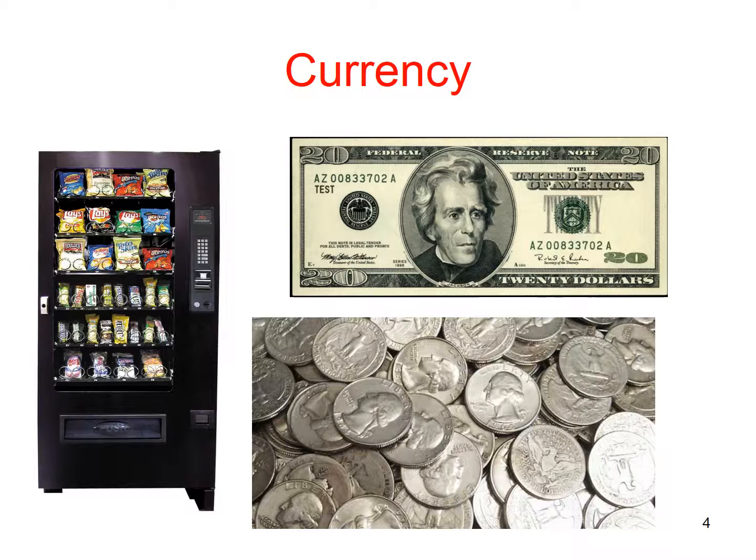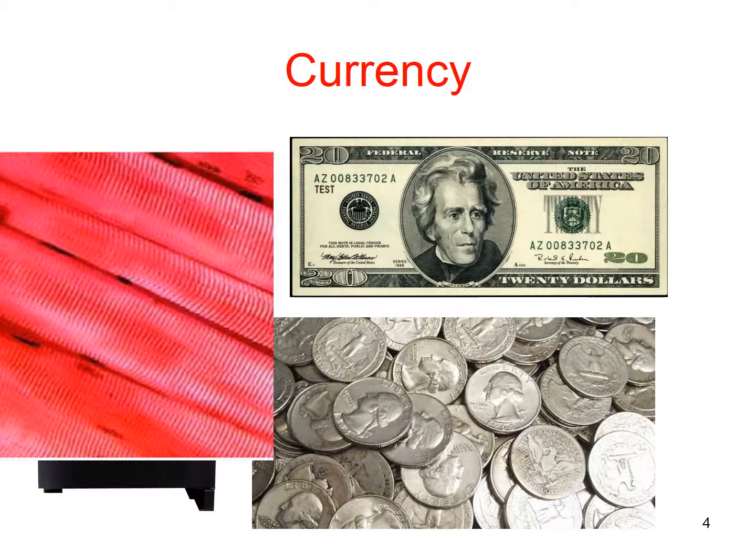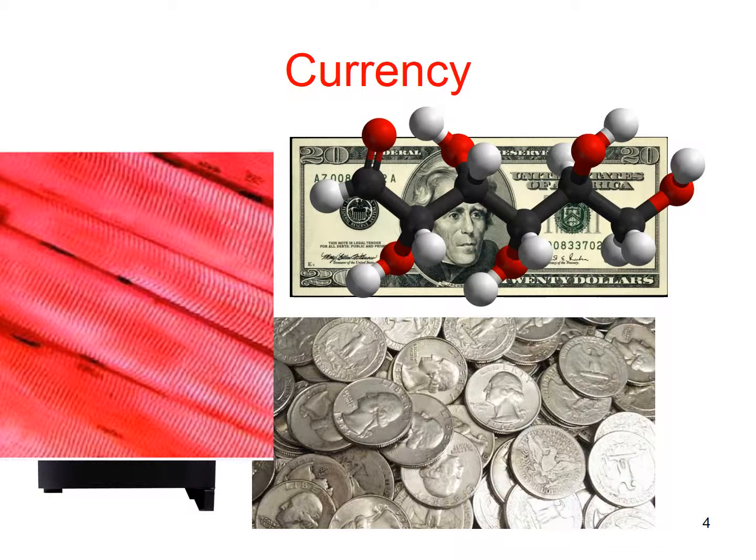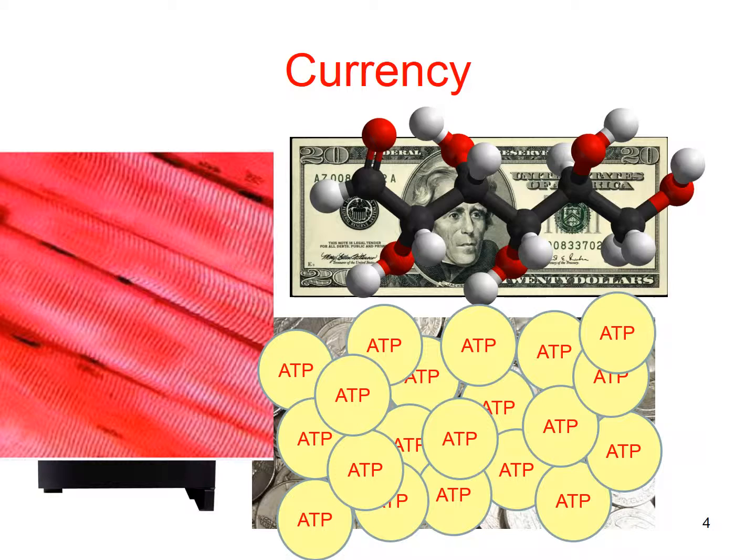So the body works in a similar fashion. So let's look at this. Instead of the vending machine, we're going to have muscles. This is muscle tissue, and muscle uses more energy than anything in the body. And instead of a $20 bill, we're going to have a molecule of sugar. So this molecule that just appeared and covers up the $20 bill is a model of sugar or glucose. Then instead of quarters, we've got ATPs.